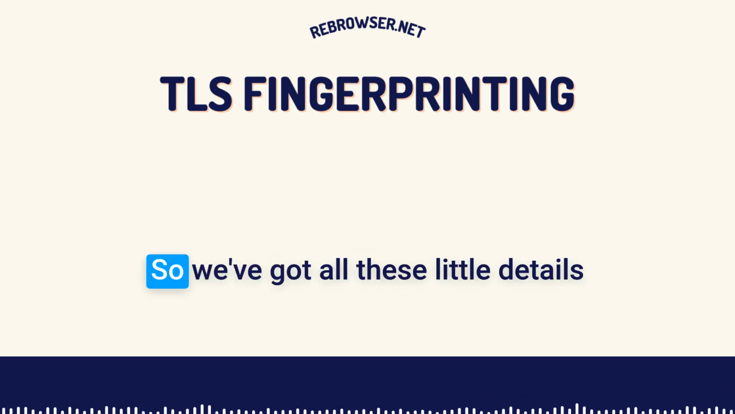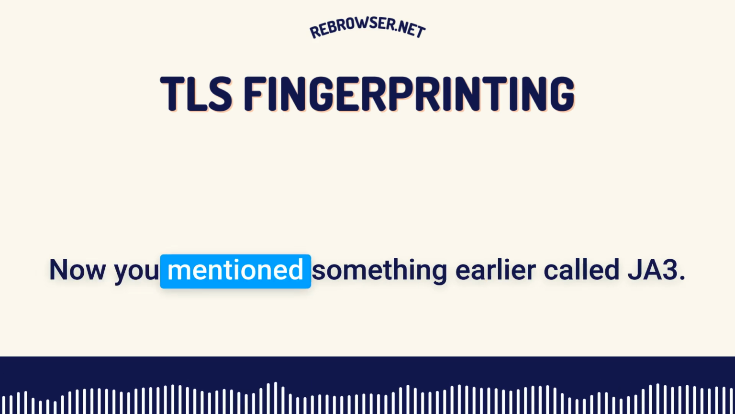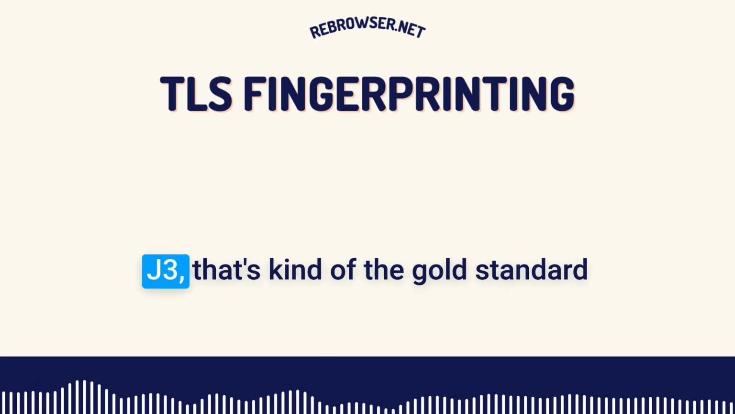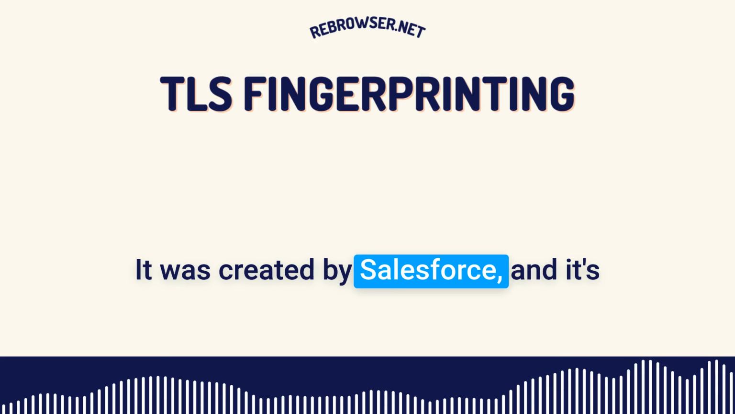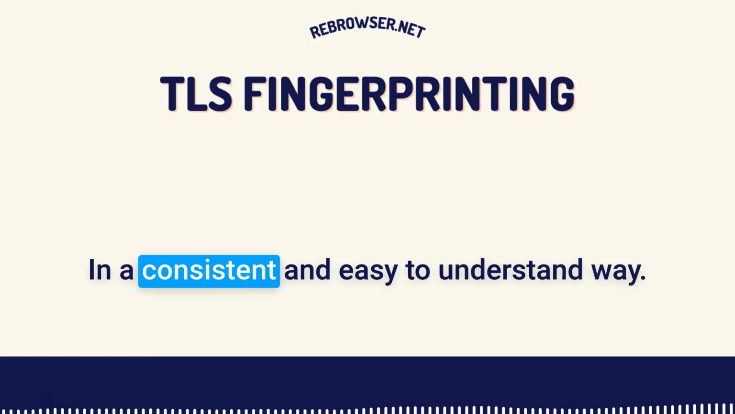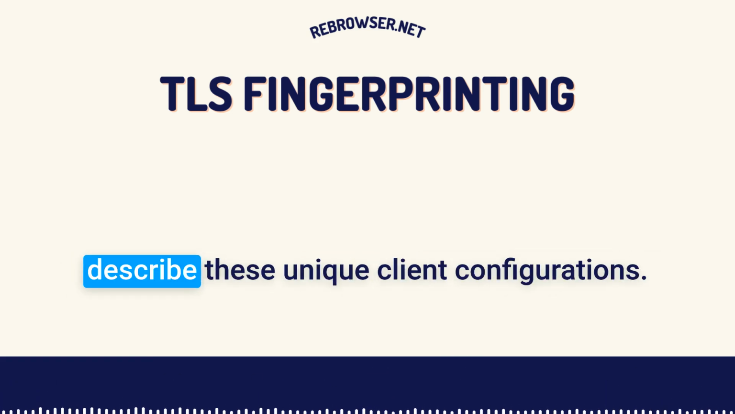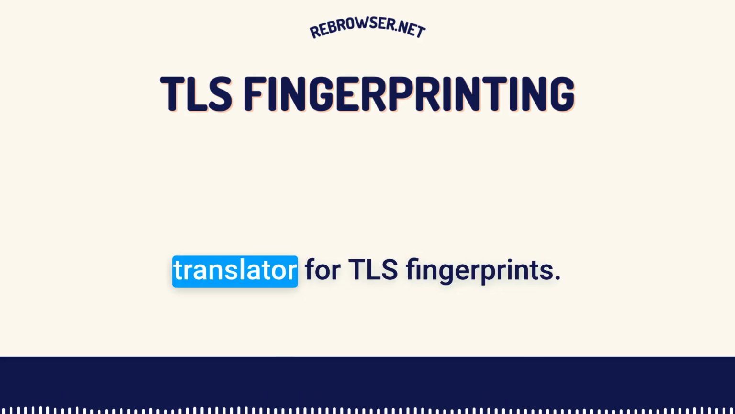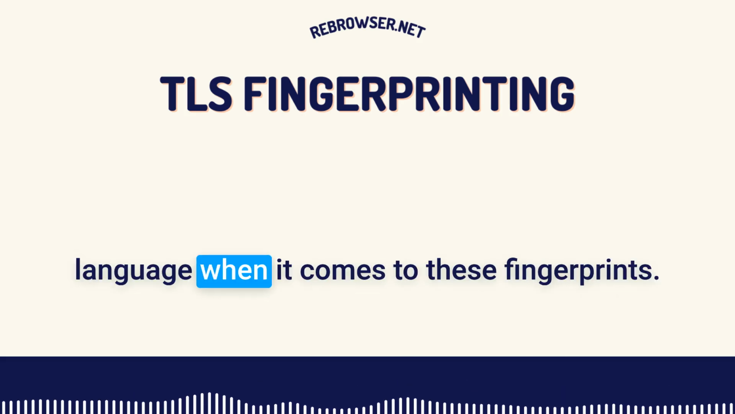Yeah, you got it. So we've got all these little details that make up the fingerprint. Now, you mentioned something earlier called JA3. What is that all about? JA3, that's kind of the gold standard when it comes to TLS fingerprinting. It was created by Salesforce, and it's a way to create these fingerprints in a consistent and easy to understand way. It's like having a shared language to describe these unique client configurations. Oh, so it's like a universal translator for TLS fingerprints. Yeah, exactly. It makes sure everyone's speaking the same language when it comes to these fingerprints.